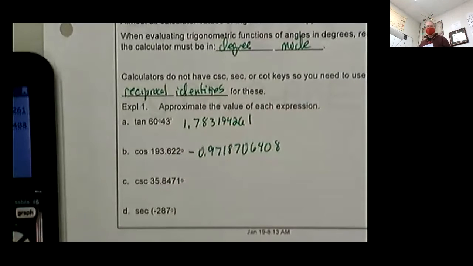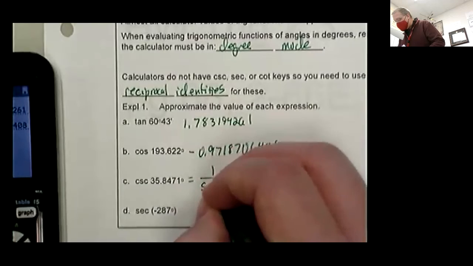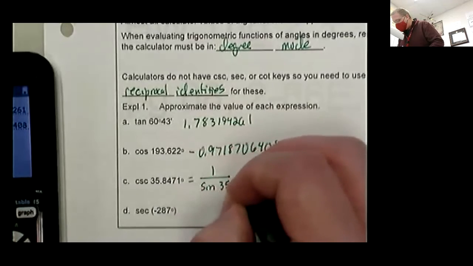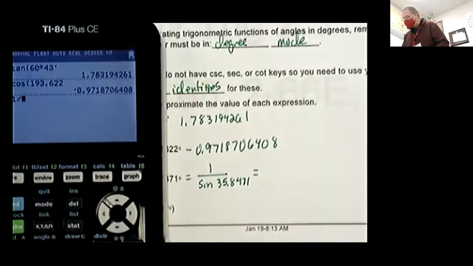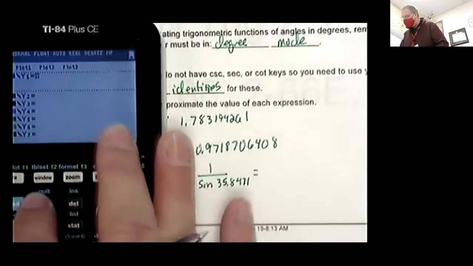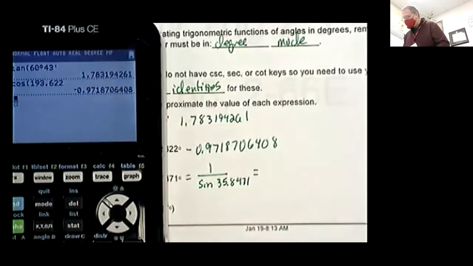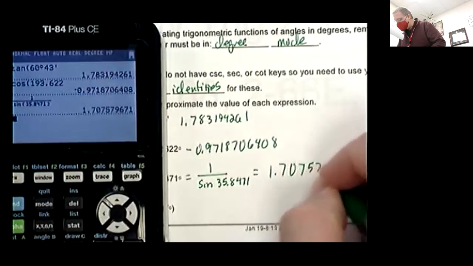What about cosecant? How are we going to find cosecant? Well, there's no cosecant button on your calculator, but we know cosecant is 1 over sine. So we're going to switch this to 1 over sine of the same angle, 35.8471. On our calculator, we're going to do 1 divide, or you can do alpha y equals and do fraction decimal. So 1 over sine of 35.8471. That's going to get us our decimal, which is 1.707579671.